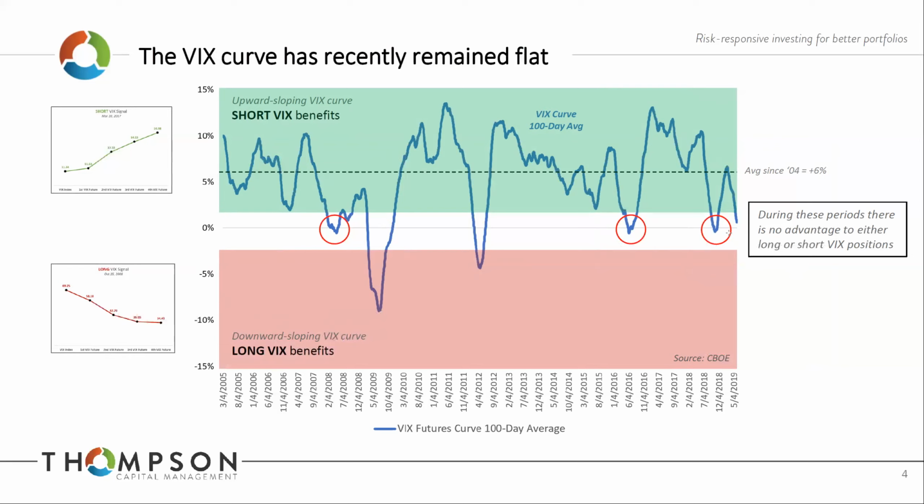Historically, this is a temporary phenomenon, and I'll show you in a sec here. But typically, you can see that the average since 2004 has been about 6% steepness, and so usually we're in the green zone on the short side of the trade. These are profitable areas for Alpha Seeker, and down here is a profitable area. In between is the jump ball.